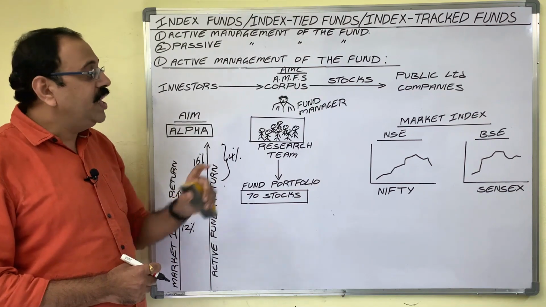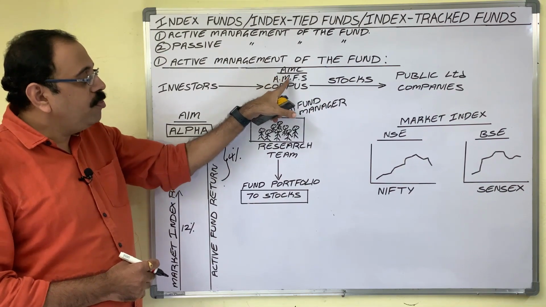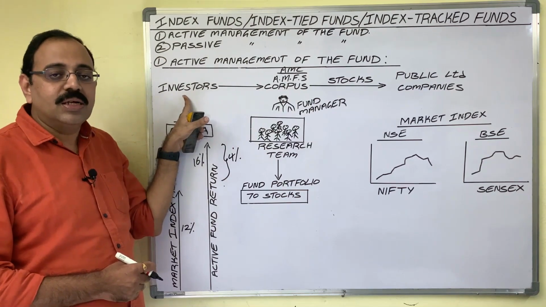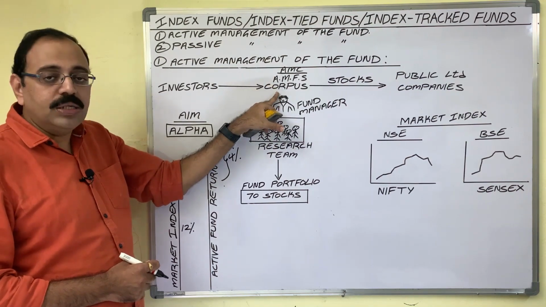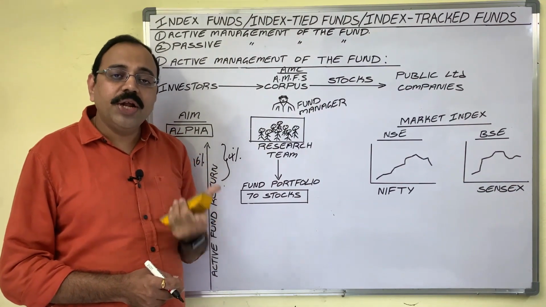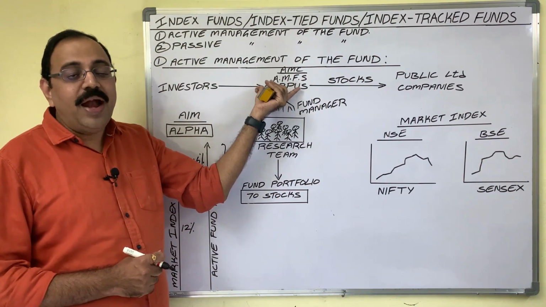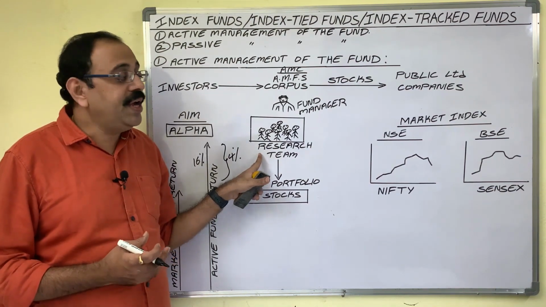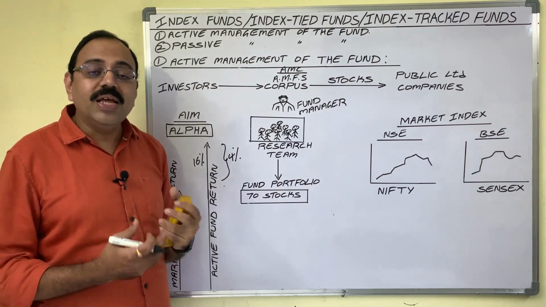For example, there is one asset management company. The company launched one active mutual fund scheme and collected corpus from investors. Now the fund manager of the AMC should invest this corpus in the stocks of public limited companies. He invests according to the type of this fund and the purpose of this fund. And the AMC maintains a research team. Their duty is to conduct market research and to identify the opportunities for investment.